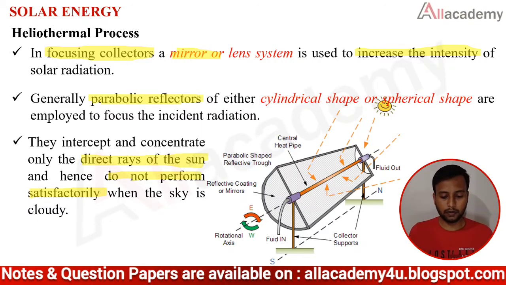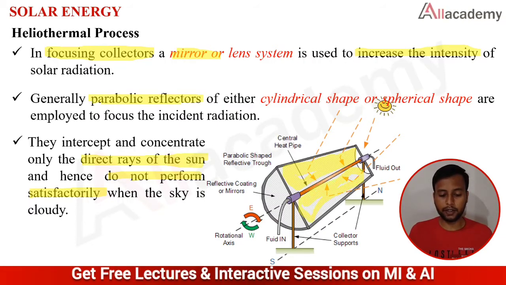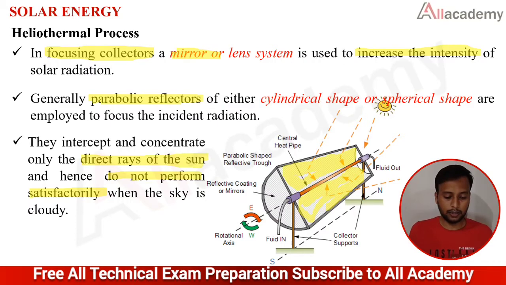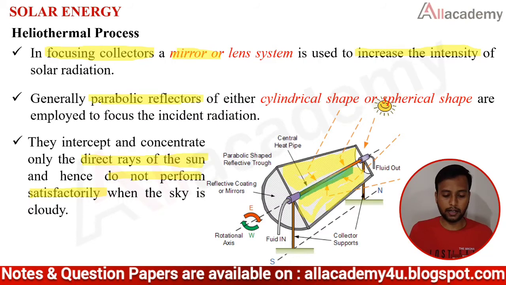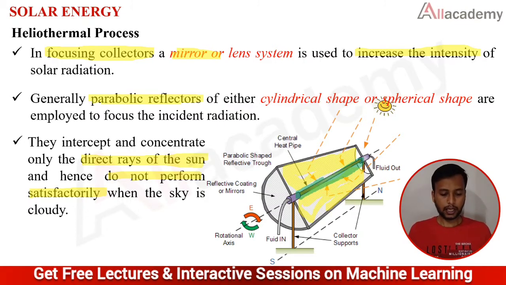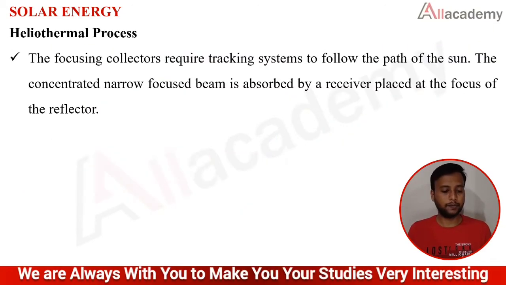In this, whatever you are seeing inside here, the mirrors will be placed. Here, where I am highlighting with the highlighter, it is completely made of mirror to increase the intensity of solar radiation. When the radiation falls on it, due to its reflective property, it will concentrate all the radiation at this line, which I am showing with the green color line. They will hit this point, and the heat is transferred. This is how the parabolic collector works.